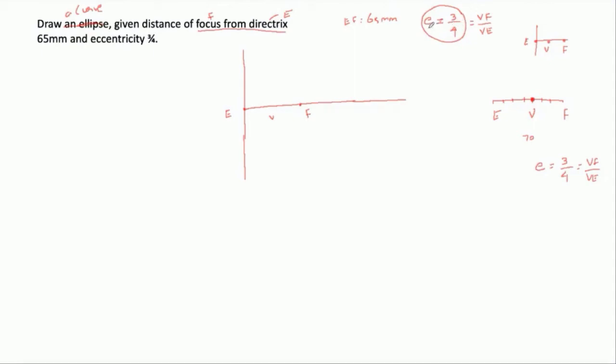So for example, e here is 3 by 4. That means we have 7 parts. Out of the 7 parts, the first 3 parts will be used for VF and the next 4 parts will be used for VE. So what I'm trying to do is divide this EF into 7 equal parts. How to divide this into 7 equal parts?